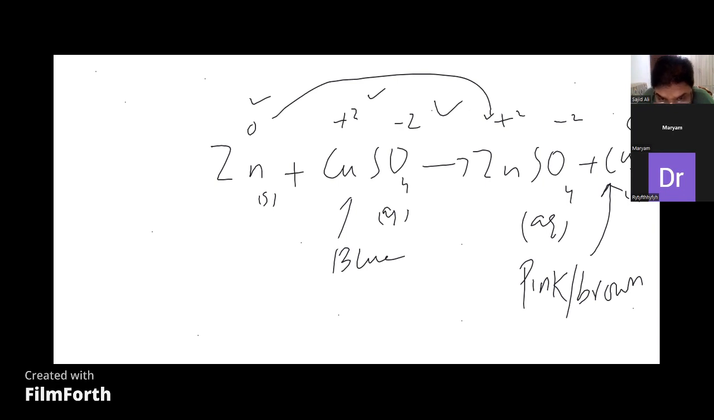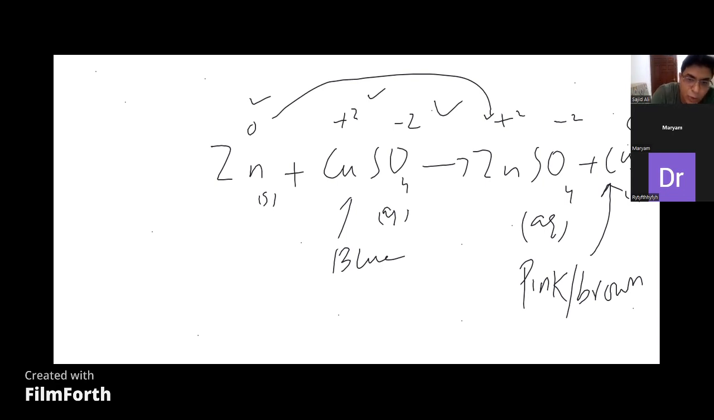Yes, sir. Zinc has lost electrons because it was having zero charge on the left side, the reactant side. But after this reaction, zinc has made its compound zinc sulfate. So zinc has gained a +2 charge. Now we would say that it has been oxidized by the loss of electrons. Is it clear?